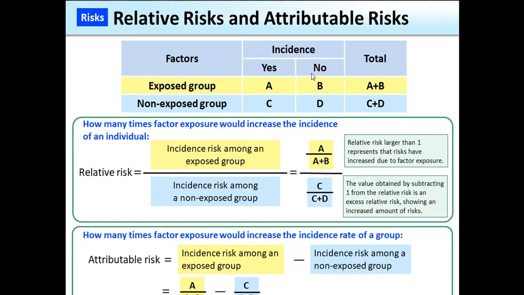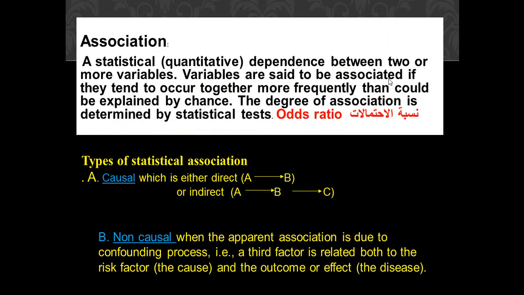And this is another table to show you the meaning of relative risk and attributable risk. As we said, we have the factors, exposed and non-exposed, and we have the incidence, whether yes or no, and we have the total number here. So we have to see what's the difference.